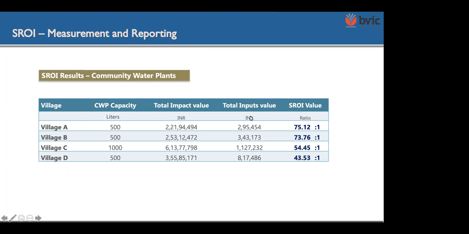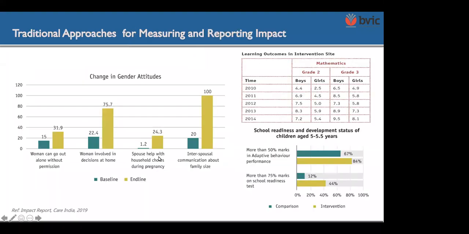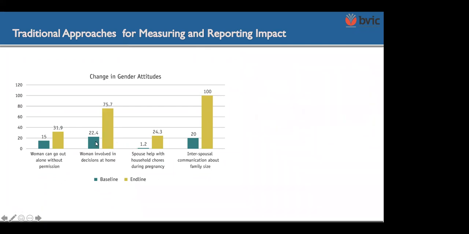So if you go back to the previous slide, if I compare the first, second, or third, or any of these indicators, let's say I compare this women involved in decisions at home. So this 22.4 and 75.7, if we are somehow able to attach monetary value to these outcomes, we will get the SROI. Imagine if I say that, okay, to achieve 75.7% of this particular outcome, I spent, let's say, X number of rupees.